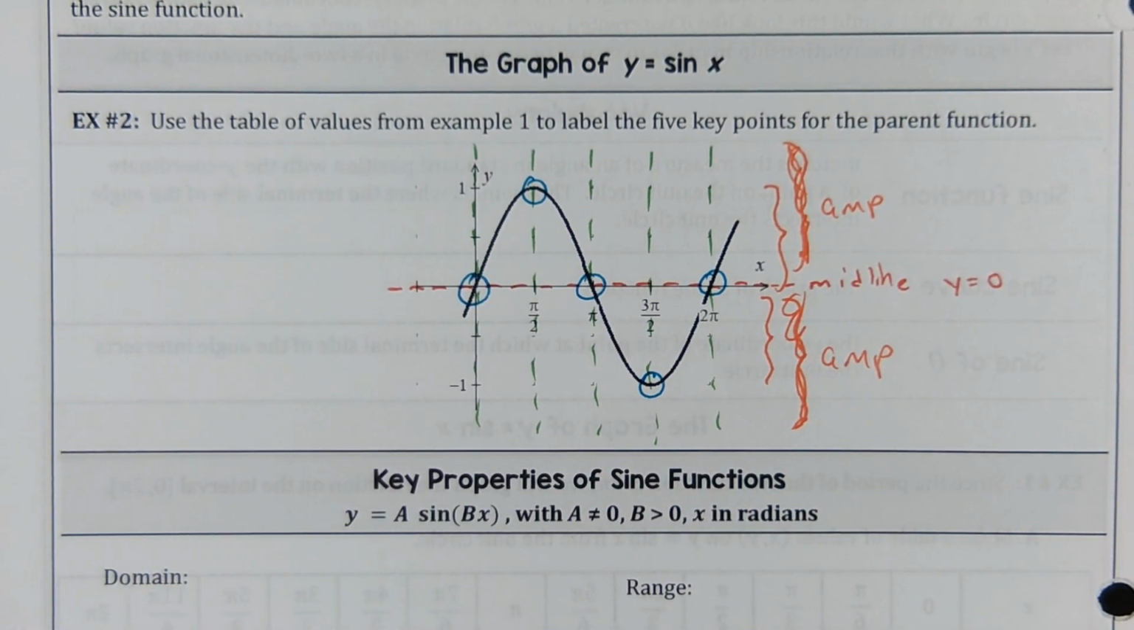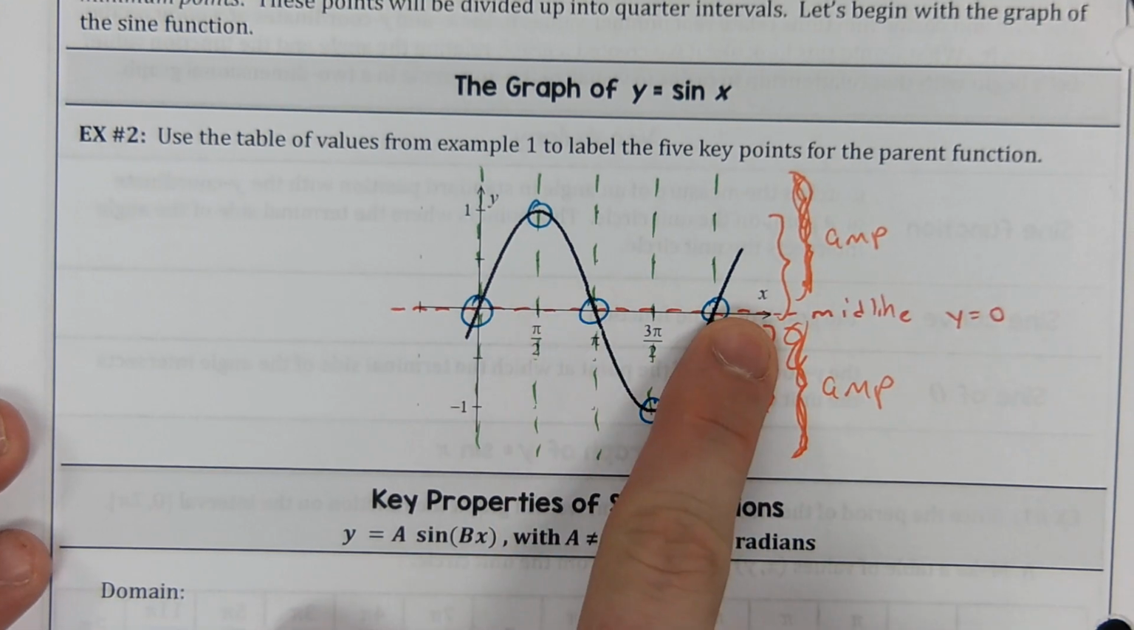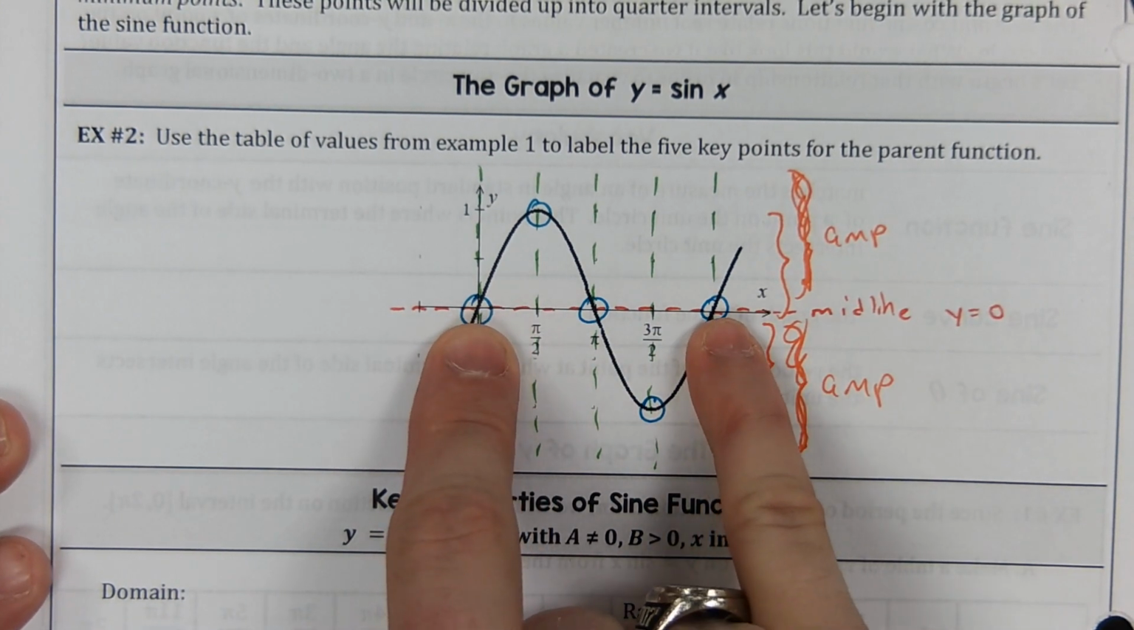I'm just reminding you. And the period length is how long it takes for the thing to reset. So from 0 to 2 pi. So our period length is 2 pi.